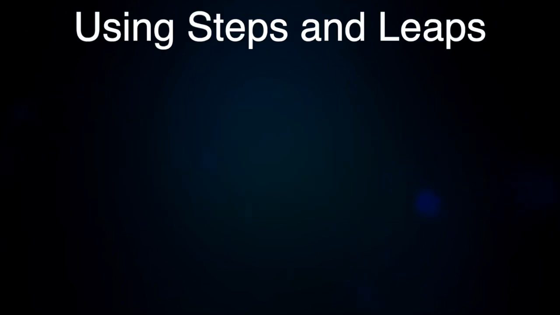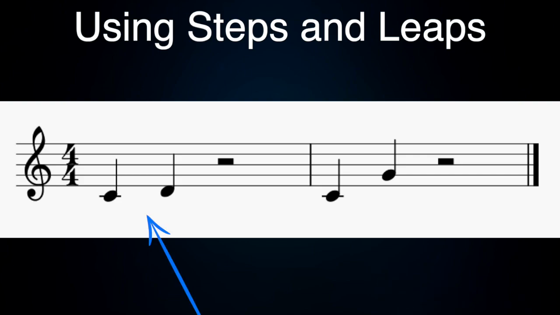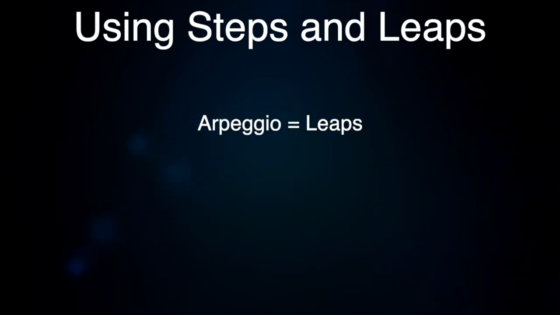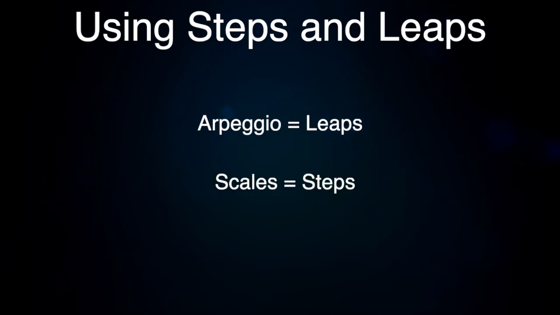Now let's talk about how we should put these two things together. You need to have a mixture of steps and leaps in your composition. So the difference between a step and a leap is moving up one note in the scale versus making a jump greater than one note. So if you were just arpeggiating chords, you'd constantly be leaping because you'd be going to different chord tones. Whereas if you were just using scales, your melodies would all be stepwise motion.